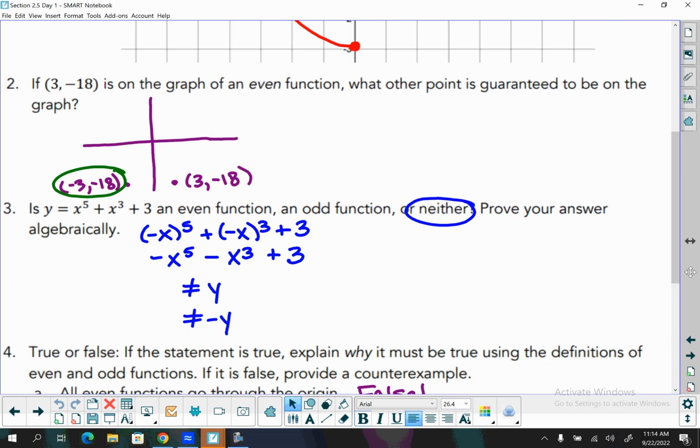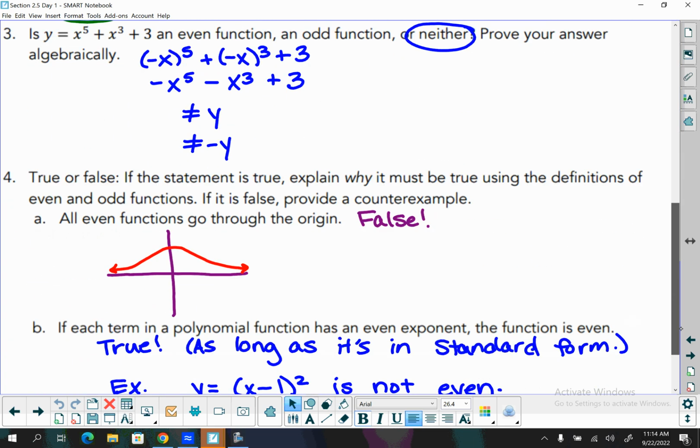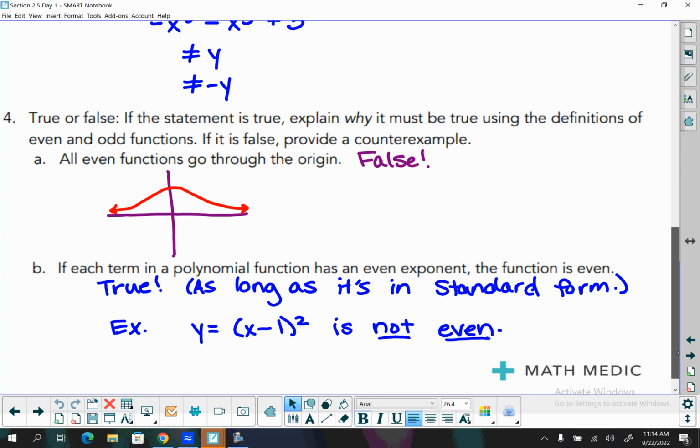I did the little proof there. If I plug in -x, it does not equal the same as the original function or the opposite. And then at the bottom, number 4 is false. When it says counterexample, just give an example that shows how that statement could be false. So there's an example of a function that's symmetric to the y-axis, therefore even, but it doesn't go through the origin. But lots of different things you could have given for that one.